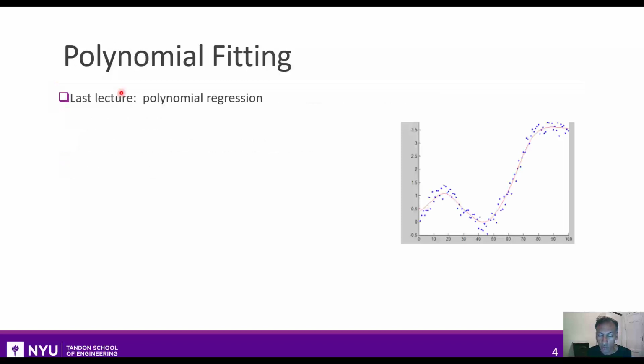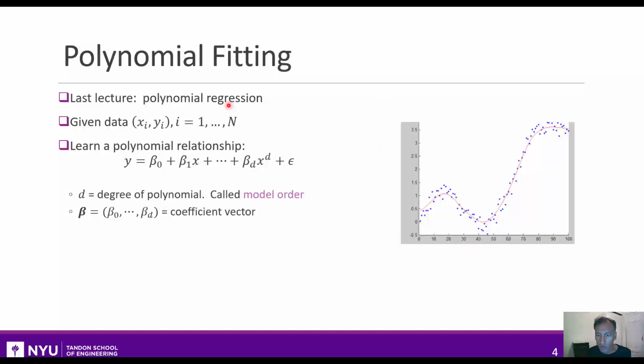Just as a quick recap of polynomial regression, which we discussed in the previous unit, you have some data, x and y, and you have n samples of this. If this is scalar data, it looks kind of like these blue dots here, with the x on the x-axis and the y on the y-axis. And what we want to do is fit some kind of polynomial relation between x and y.